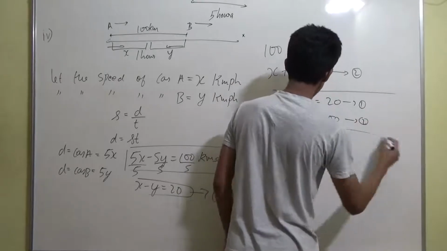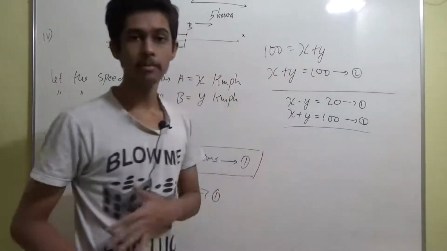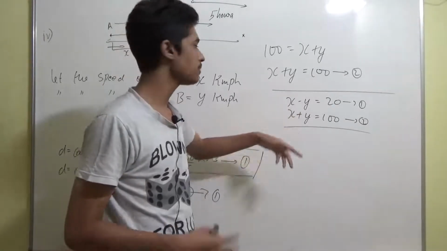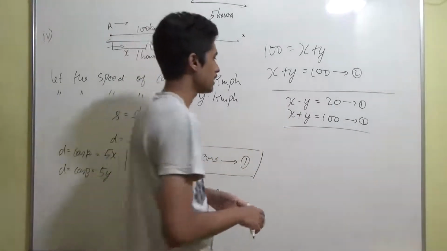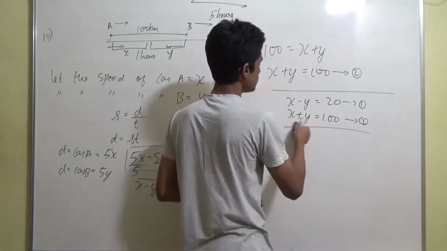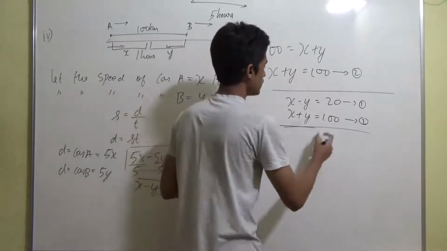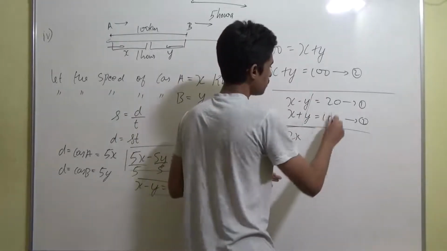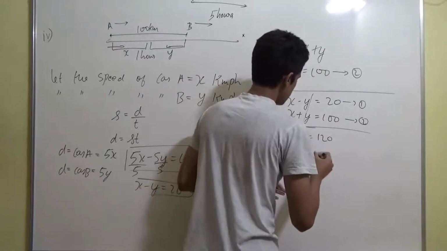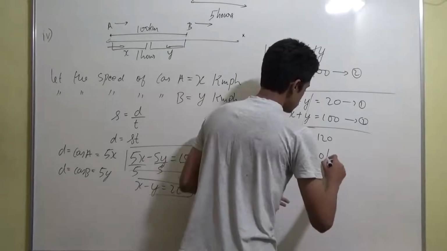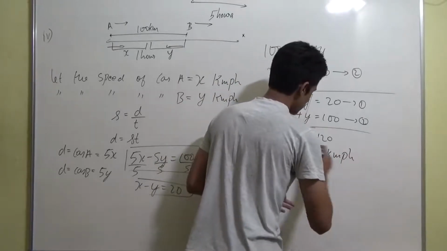Now which method will we use, guys? We'll use the elimination method. It's already getting eliminated. You just have to add. Minus y and plus y will get automatically eliminated, right? There's no need to even change the sign, because we are not doing subtraction, we are doing addition. These two will get cancelled as they are. If you add these two, you will get 2x, and if you add these two, you will get 120. So x equals 120 by 2, which is equal to 60. So it is 60 kilometers per hour.